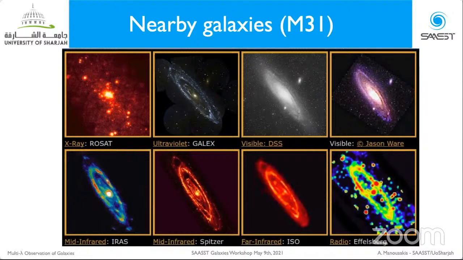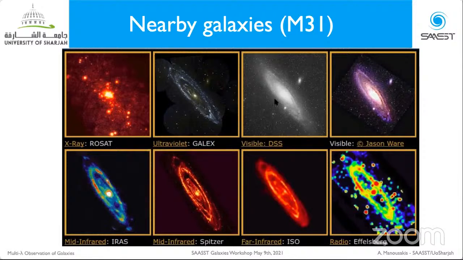But when I start to see the galaxies in X-rays, it seems to be a little bit different. I don't see these nice spiral arms. I see a little bit of light at the middle, which is most probably associated with the supermassive black hole at the center of the galaxy. And then I see some dots. Then if I change my view and look at the ultraviolet, I see a similar view, but I see mainly the spiral arms.